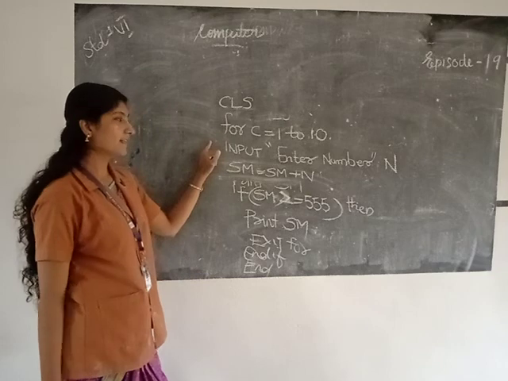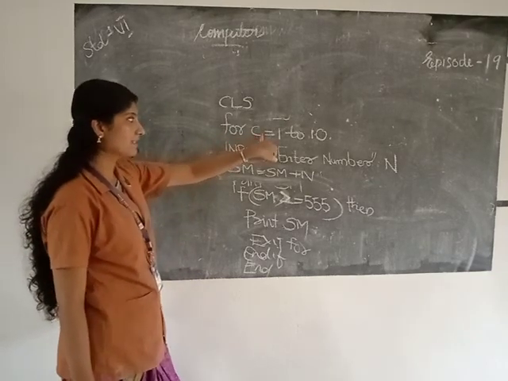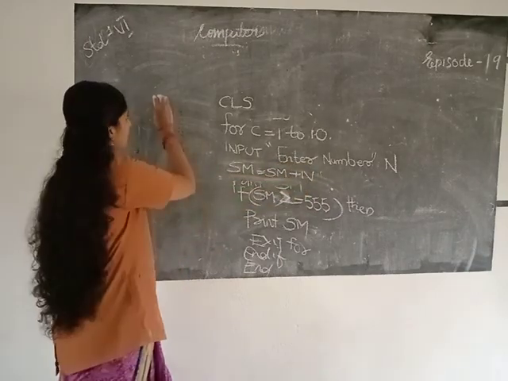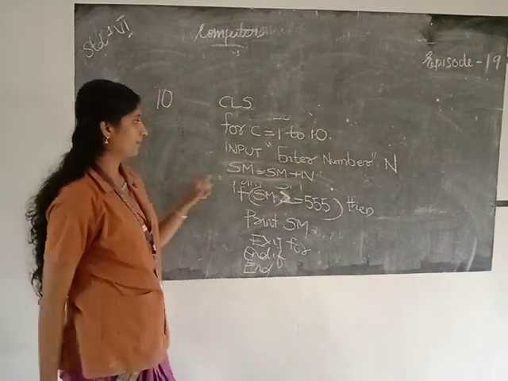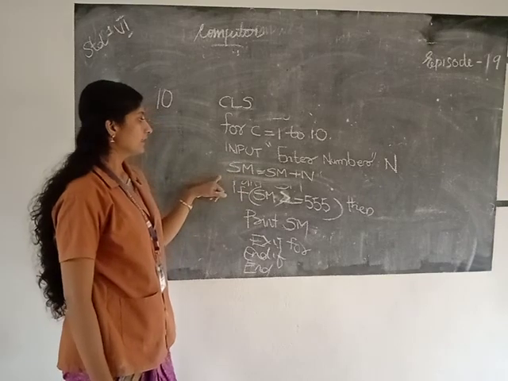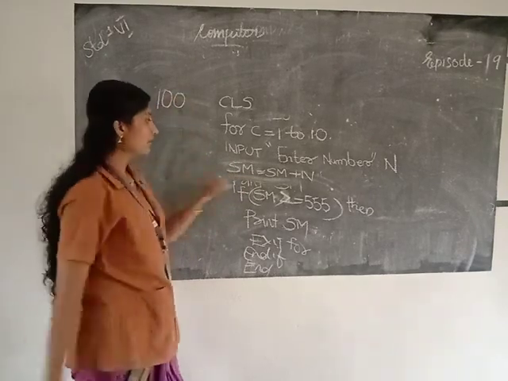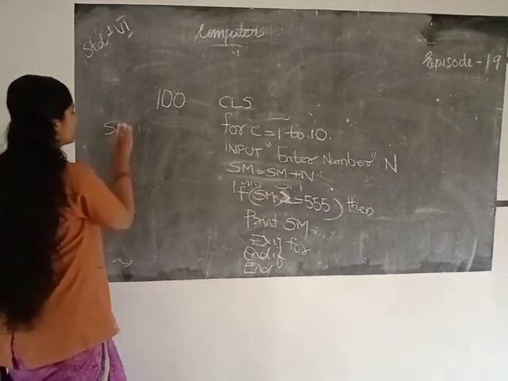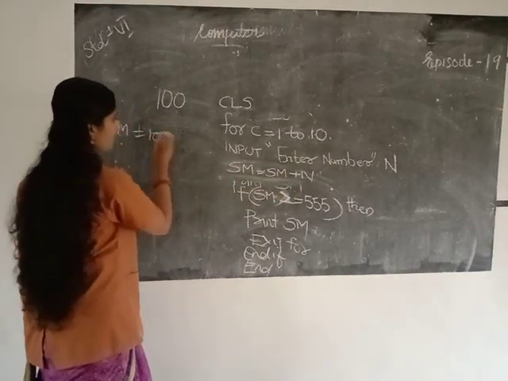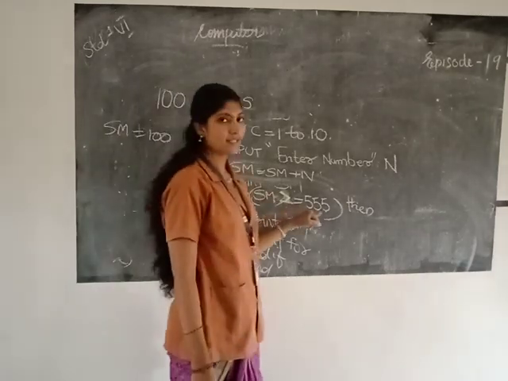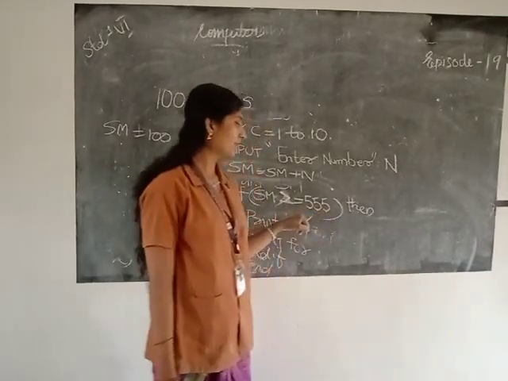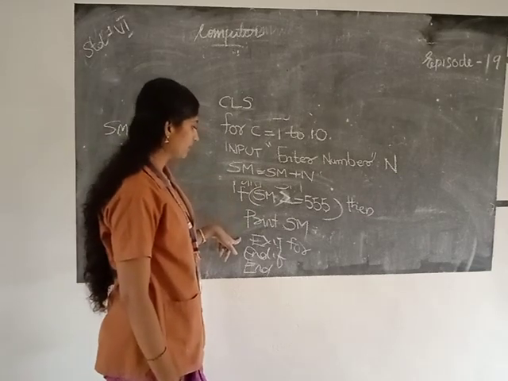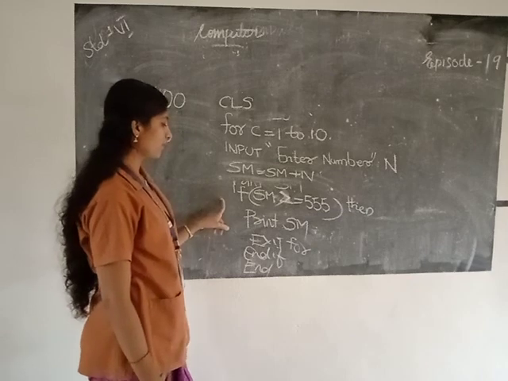Yes. So here the counter variable is equal to 1 to 10. So input, enter number n. So the first number, let's say 10 or 100. Then sum is equal to sum plus n means sum is equal to 100. Then if sum greater than or equal to 555, no, it is not greater. Then the condition is false.